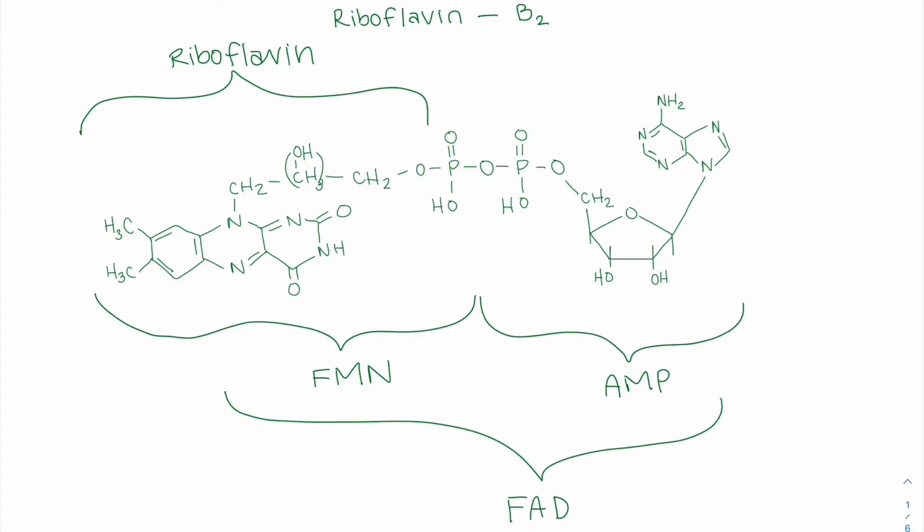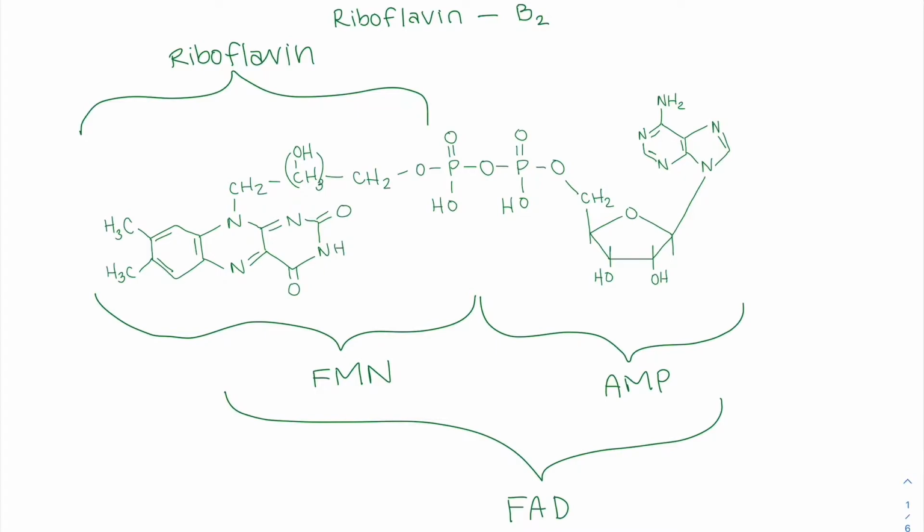You can see that it's already kind of broken down, but I want to clarify that this whole entire thing is FAD. This is one of the cofactor forms of riboflavin, and FMN is the other cofactor form. So there are two cofactor forms. These are also known as flavoenzymes or flavocoenzymes. But for now, just know that these two, FAD and FMN, are the cofactor forms for riboflavin.